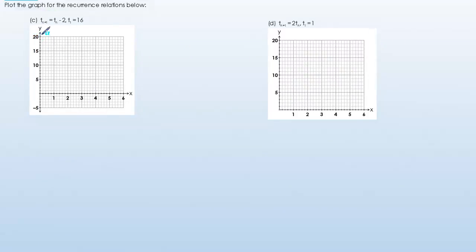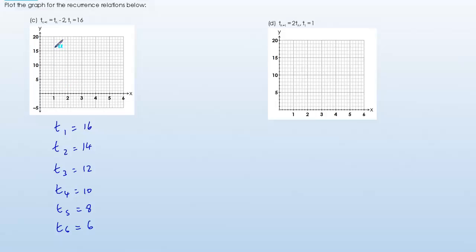Now we have Tn+1 = Tn - 2, so to get to the next term we're going to take 2 off the current term, and T1 is 16. So T1 is 16, T2 is going to be 14, we take 2 off to get to the next term. Then we'll have 12, and then T4 would be 10, T5 will be 8, and T6 will be 6.